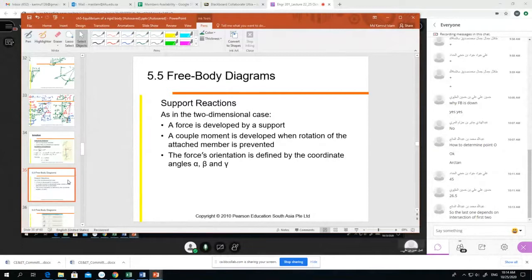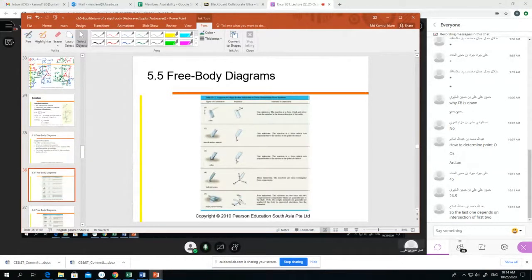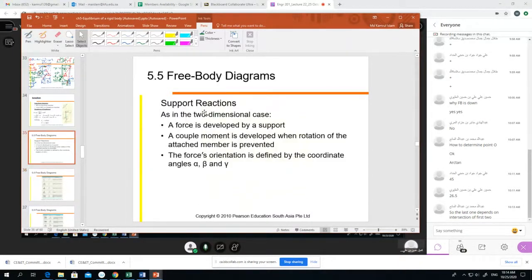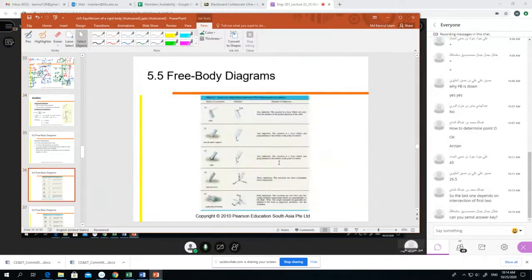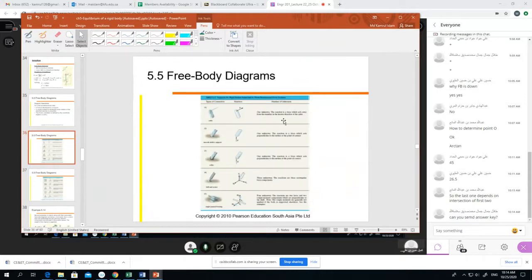Now, free body diagram. We will now learn the free body diagram in 3D system. So far we learned the 2D system. Now the 3D system. This is the support system we taught you before. There are three types of support. One is called roller, we draw it like this. Another is the hinge, and another is fixed. We learned it in 2D dimension.